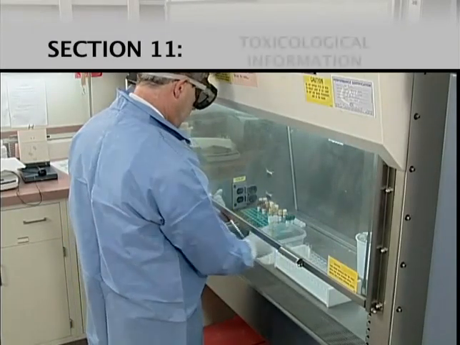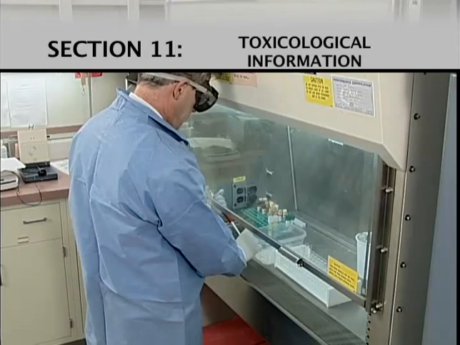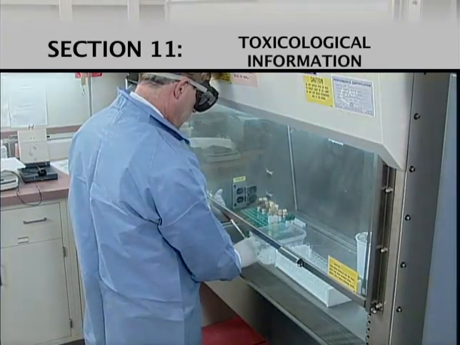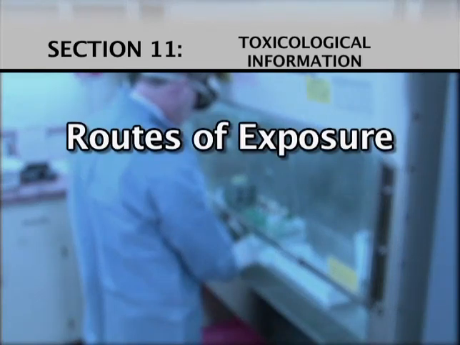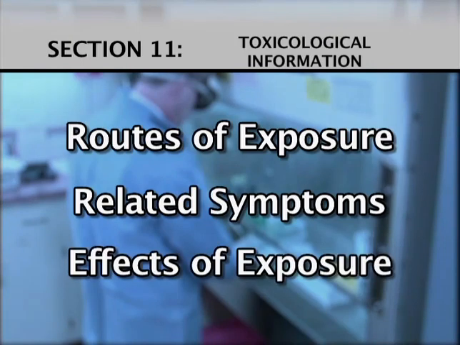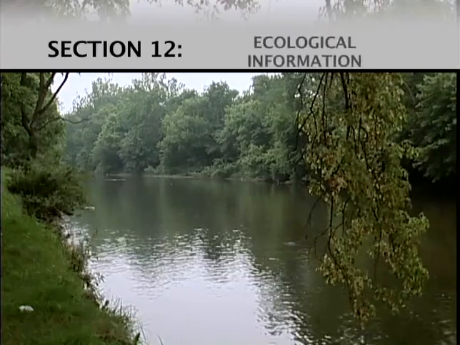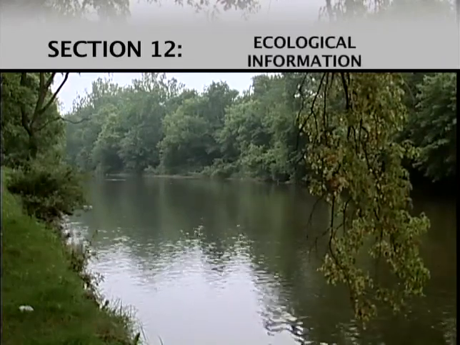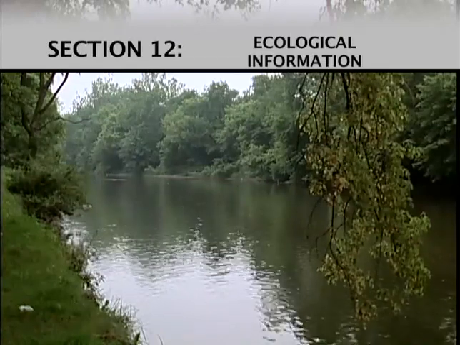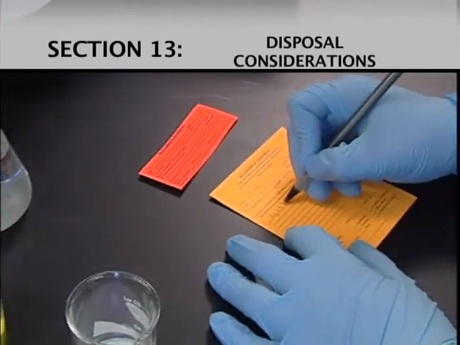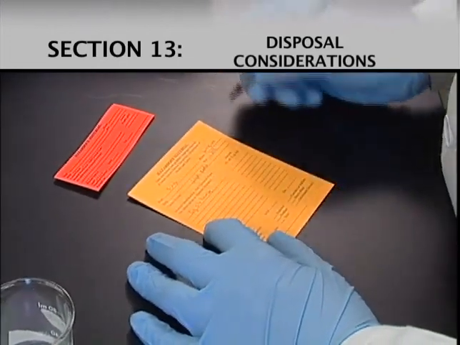Section 11, Toxicological Information, provides background toxicity information on the health hazards of the material. This includes likely routes of exposure, symptoms related to the chemical's toxicological characteristics, and immediate and delayed effects of exposure. Section 12, Ecological Information, addresses the effects that the material may have on plants, wildlife, and other aspects of the environment. Section 13, Disposal Considerations, provides information on safe and proper waste management options.